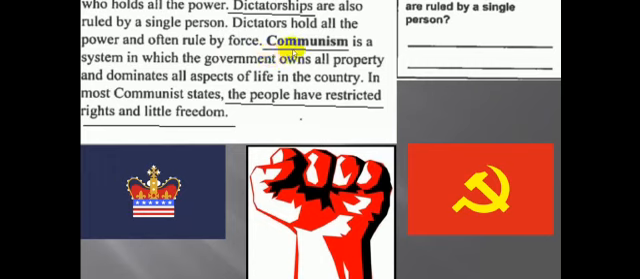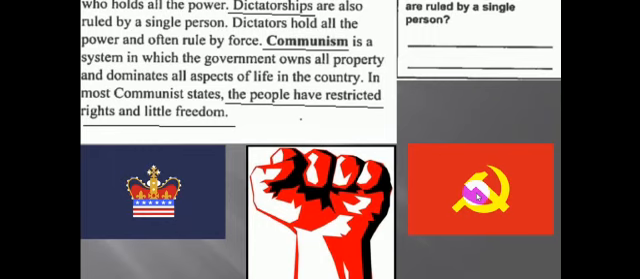The fourth type of government is communism. Communism. And that's the symbol of communism. It is a system in which the government owns all property and dominates all aspects of life in the country. So if I ask you guys, what is communism? It is a form of government or system in which the government owns everything. If you ask me, in a communist country, do you have anything? No. The government owns everything. They have everything. And they dominate even all aspects of life.